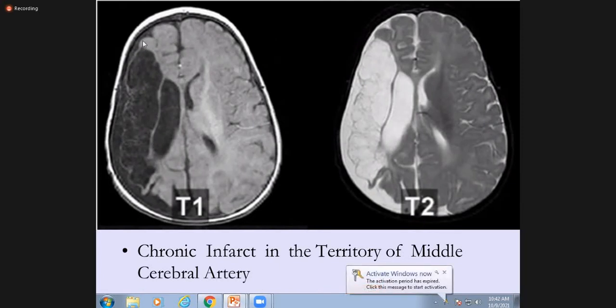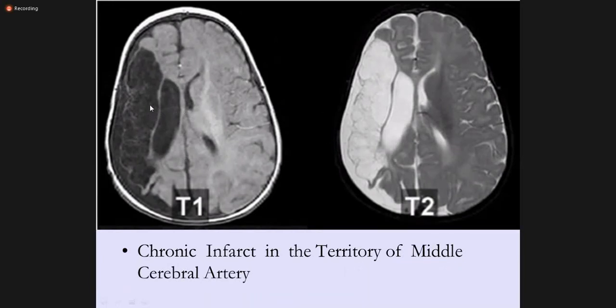Okay. And which kind of infarct is it? Is it acute or chronic? This is chronic because it is retracting the ipsilateral body of the lateral ventricle. Now we are well aware how the stroke appears on CT and MRI in different stages.